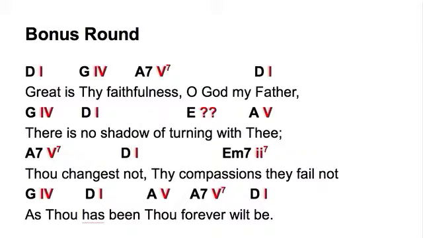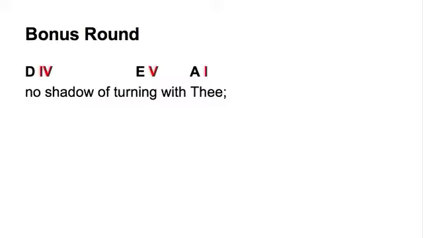If we look at the second line, we go 4-1, and then we don't. What in the world is this E major? Remember that if we're in the key of D, then the E chord should be minor. If we were to take out just part of the second line by itself, and just cover no shadow of turning with thee, we go.